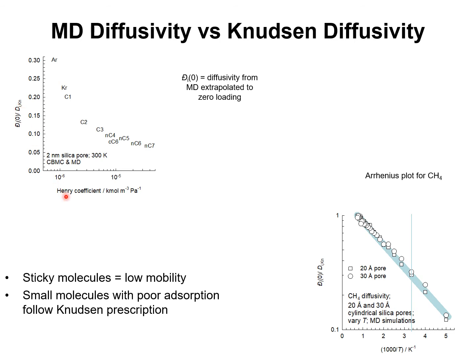calculated by the Knudsen formula, plotted as a function of the Henry coefficient, which is a measure of the adsorption strength for a variety of gas molecules such as argon, krypton, methane, ethane, propane, normal butane, cyclohexane, normal pentane, normal hexane, and normal heptane. And we note as the adsorption strength increases, the larger is the deviation from the Knudsen formula. And for say butane, the diffusivity determined from MD is only 10% of the value determined from the Knudsen formula.